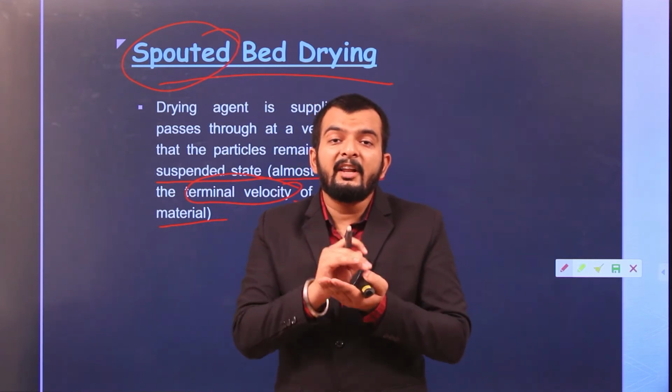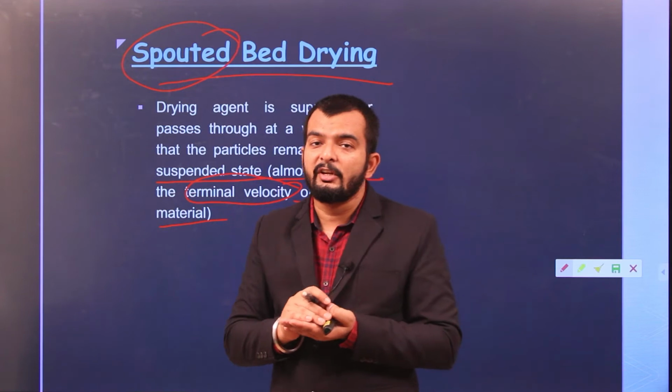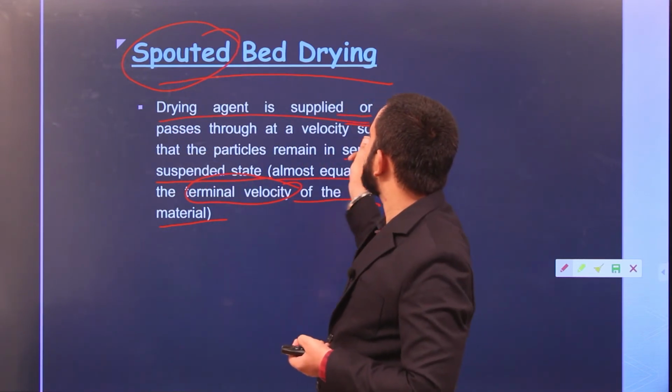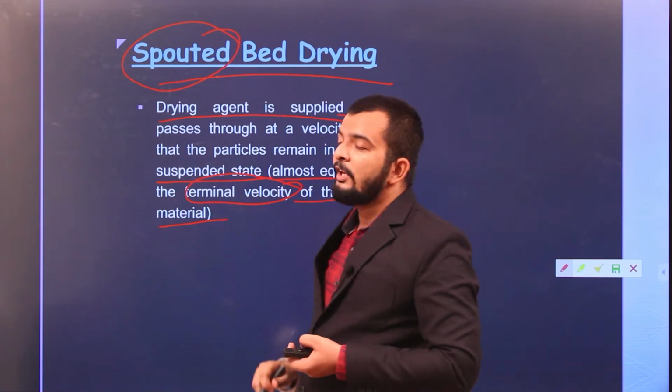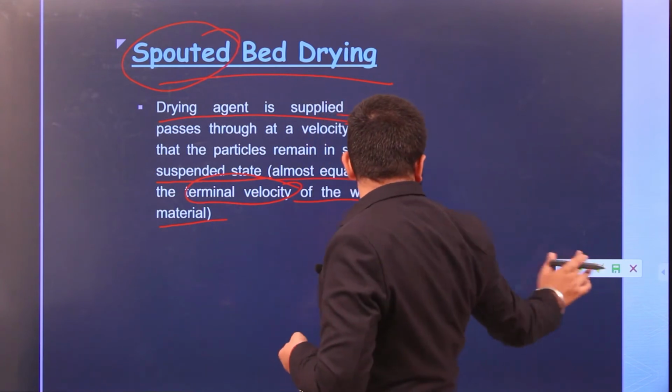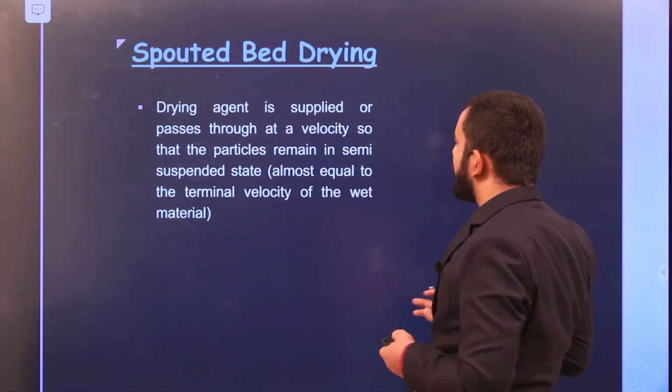They will be in the intermediate state, semi-suspension. Okay, so this is called spouted bed drying, when the drying agent is supplied at a velocity almost equal to the terminal velocity of wet grains. Okay, so next you can see here.